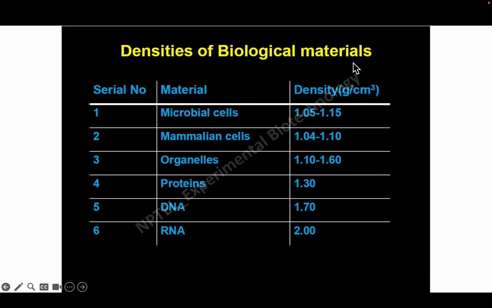Densities of biological materials. Microbial cell density is around 1.1 to 1.15, mammalian cell density 1.04 to 1.10, organelle density 1.10 to 1.60, protein density 1.30, DNA 1.70, RNA 2.